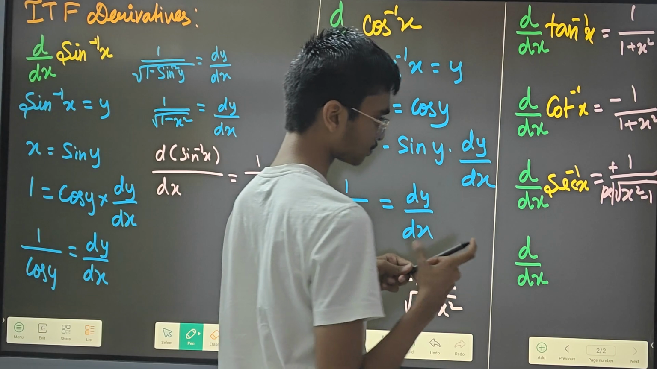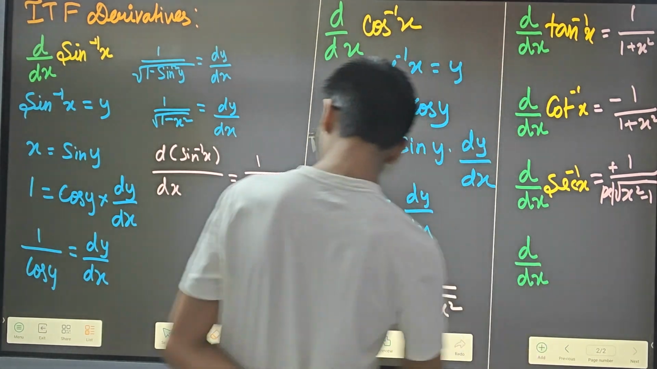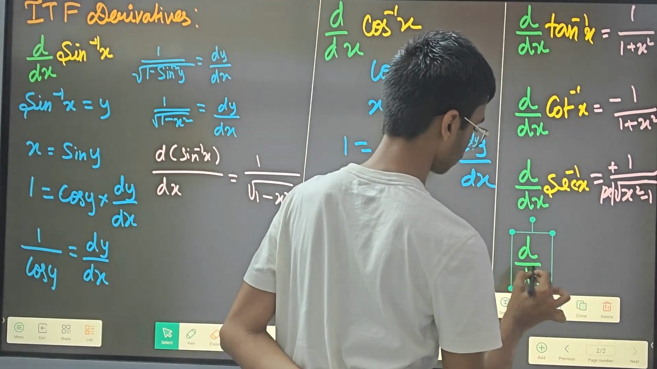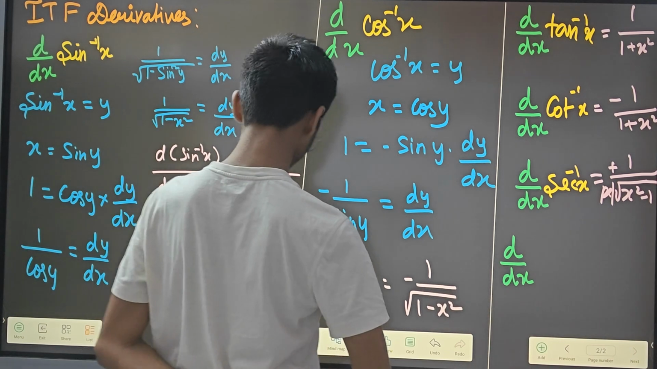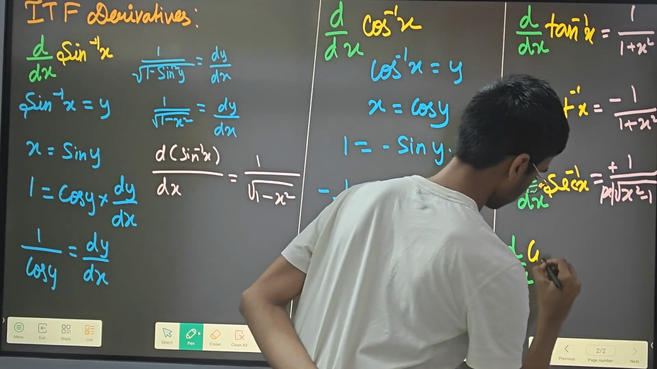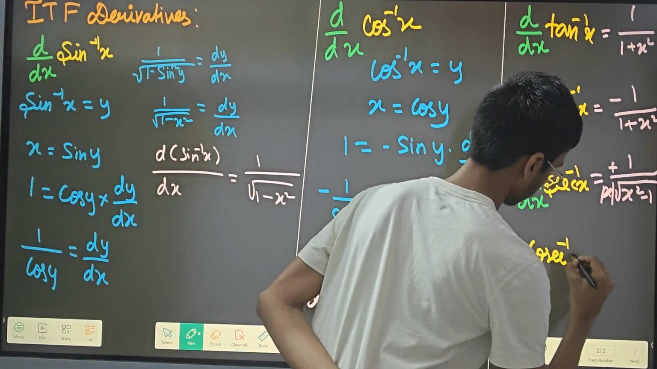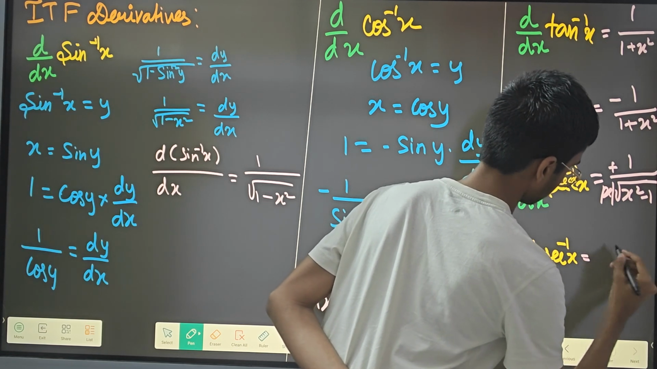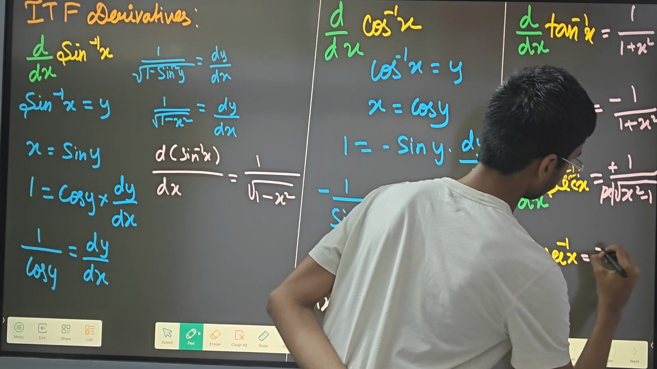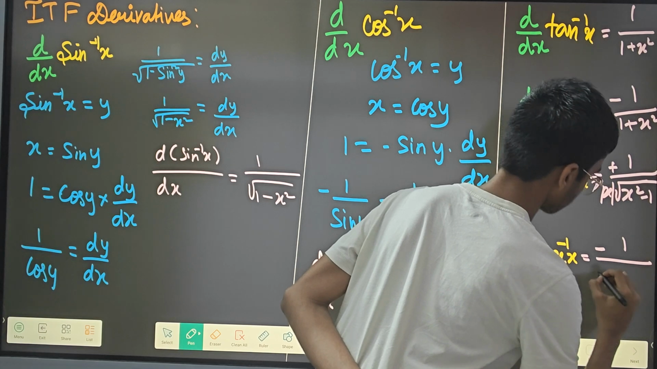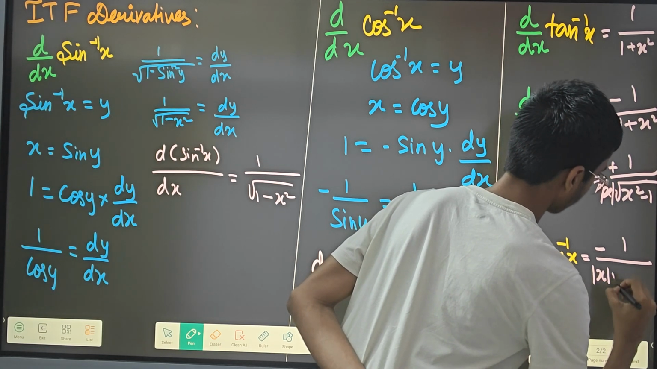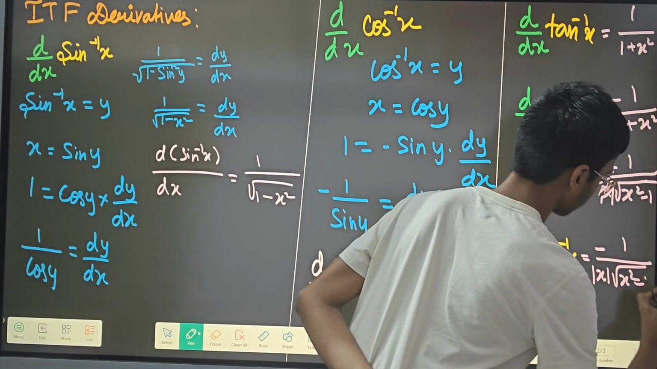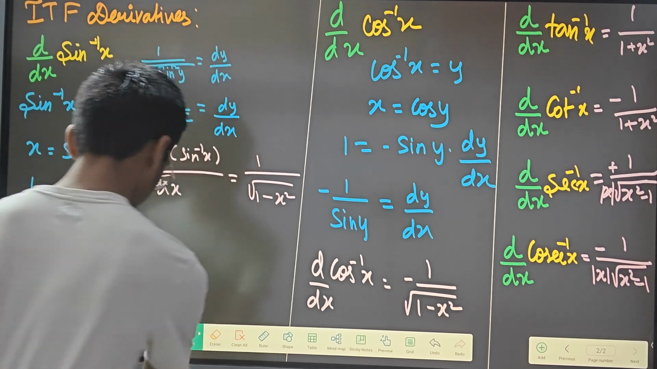Then next is cosec inverse x, which is equal to, here minus should be coming, 1 by modulus of x root over x square minus 1.